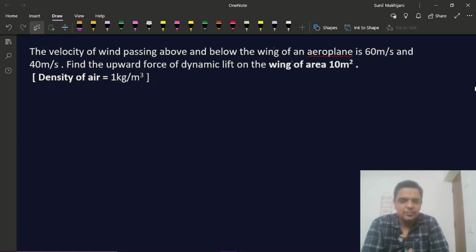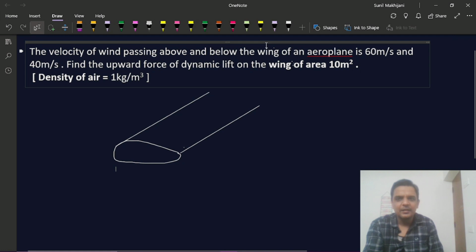First of all, this problem is based on the flying of an aeroplane. You must be knowing that the lifting of the aeroplane on the runway can be explained with the knowledge of Bernoulli's principle. So this question is based on that. First of all, we will draw the diagram to understand the situation. Let's see the diagram first.